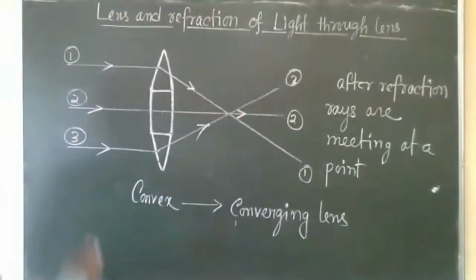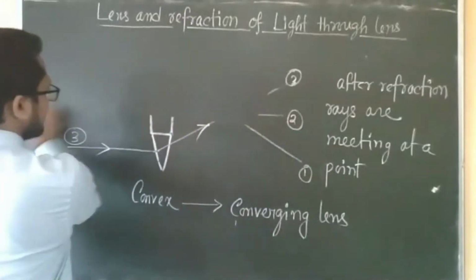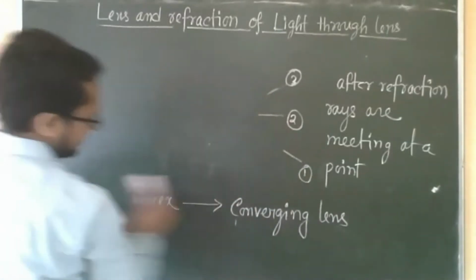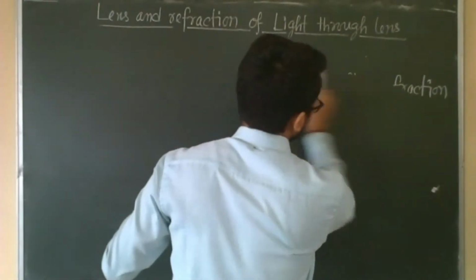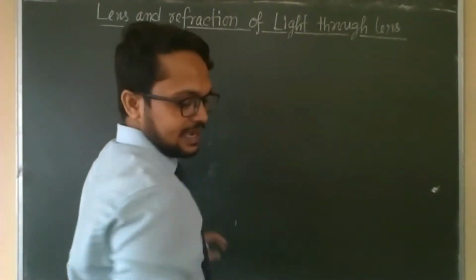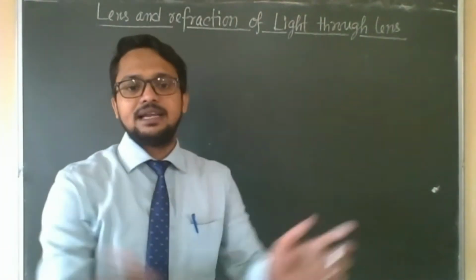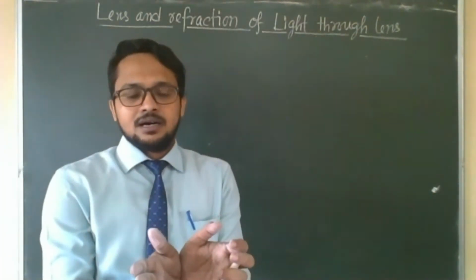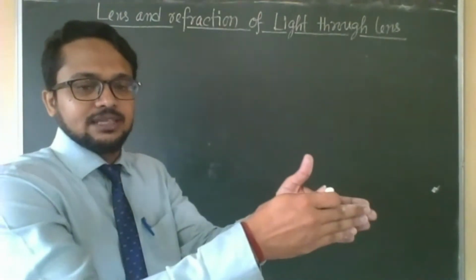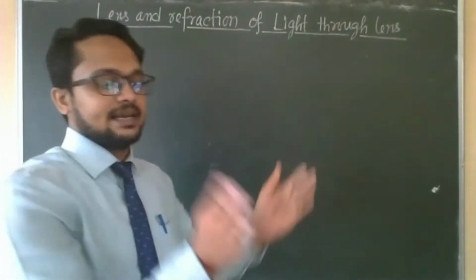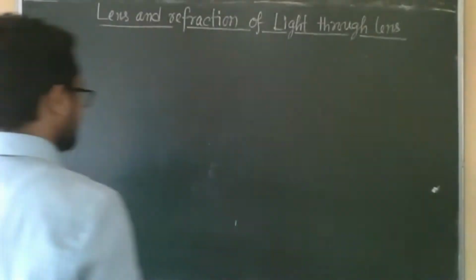Now come to the next one. That is concave lens. What happens to the concave lens? There is another name for concave lens. What is that? That is diverging lens. Diverging means what? They will diverge. They will separate from one another. Converge means they will meet with each other. Diverge means they will get separated from one another.